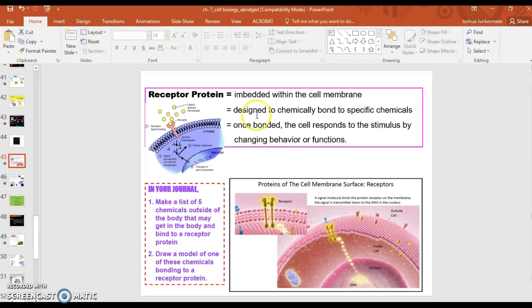Final protein you can find within the cell membrane. It's embedded within the cell membrane. It's called a receptor protein, and they're designed to chemically bond to specific chemicals. And once they bond, the cell will respond to that stimulus by changing behaviors or functions. So once something bonds to the surface, it will change the way the cell behaves.